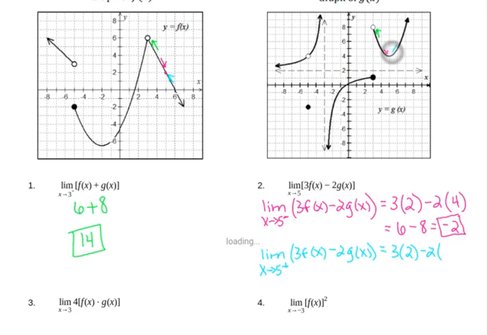So that's going to be over here. We're approaching a y value of 4. And so we get 6 minus 8, and we get -2 again. Now we can see that the left limit and the right limit are equal to each other. And so we get that the overall limit then must also be -2.